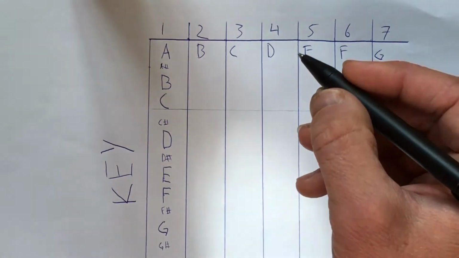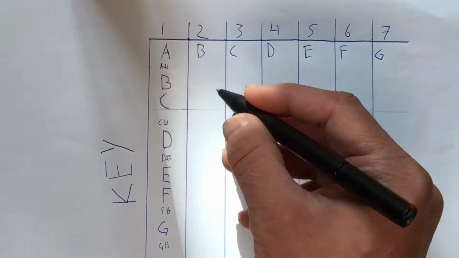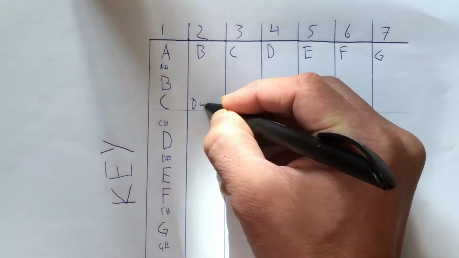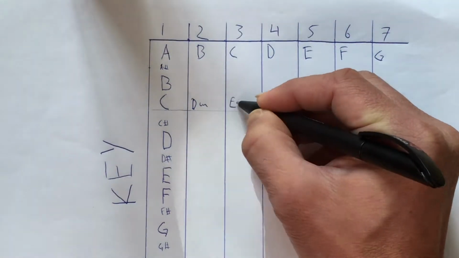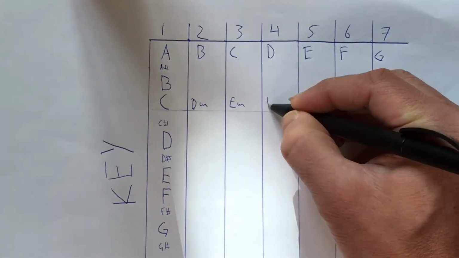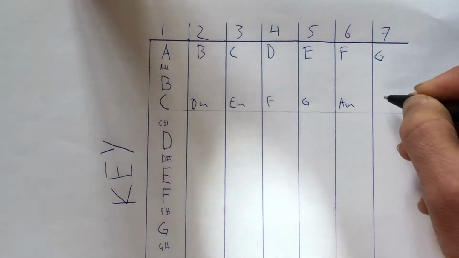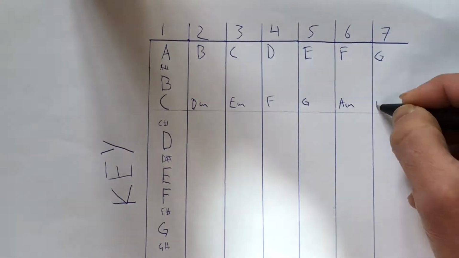So let's start with what we know here. We know all the chords in the key of C in alphabetical order. It's C, D minor, E minor, F, G, and A minor. And then we also have the B dim.